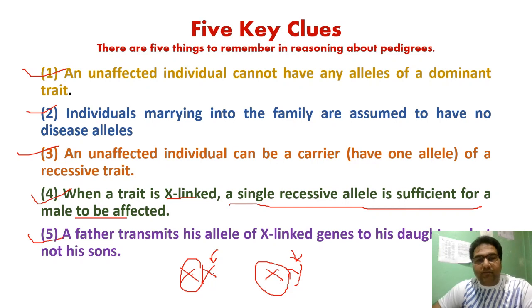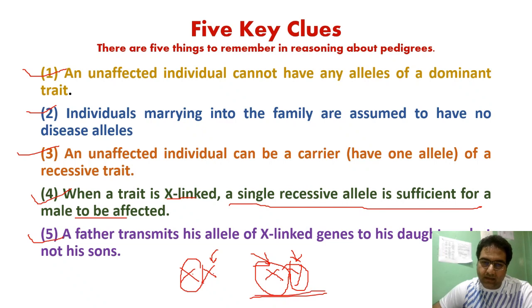So it is obvious that a father transmits his X-linked gene to his daughter and not to his sons, because the son is getting the X chromosome from the mother only and the Y chromosome from the father. So sorry, the father transmits his X-linked gene to his daughter, but not to his son. So this X is from the father, this X is from the mother, whereas the son is not getting any X chromosome from the father.